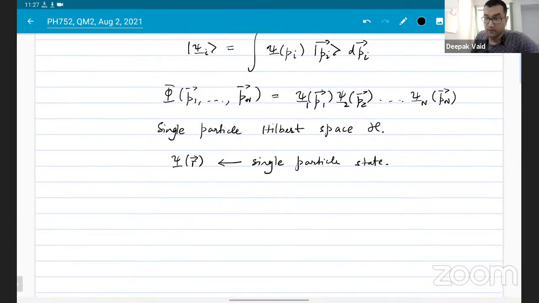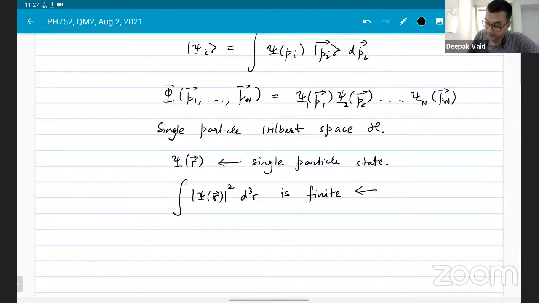And what would be the requirement for psi of r? You would require that all of these states are square integrable, right? The integral is finite. So this implies that psi of r belongs to, we write it like this, L squared of R3, meaning the space of square integrable functions defined on R3, right, in 3 dimensions.